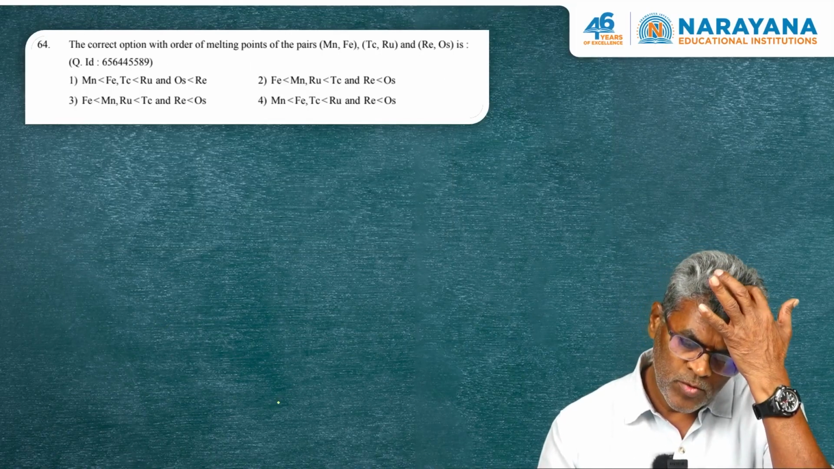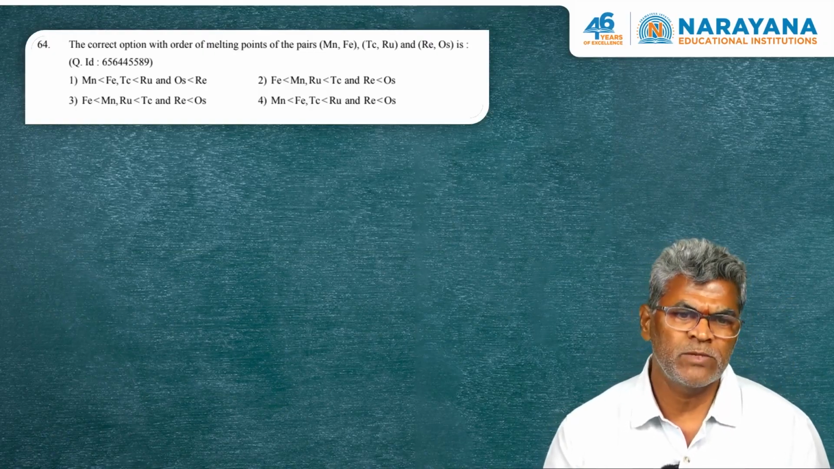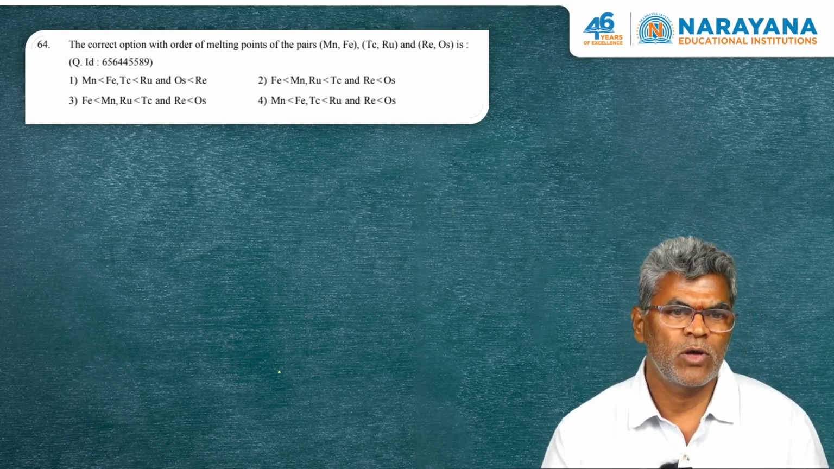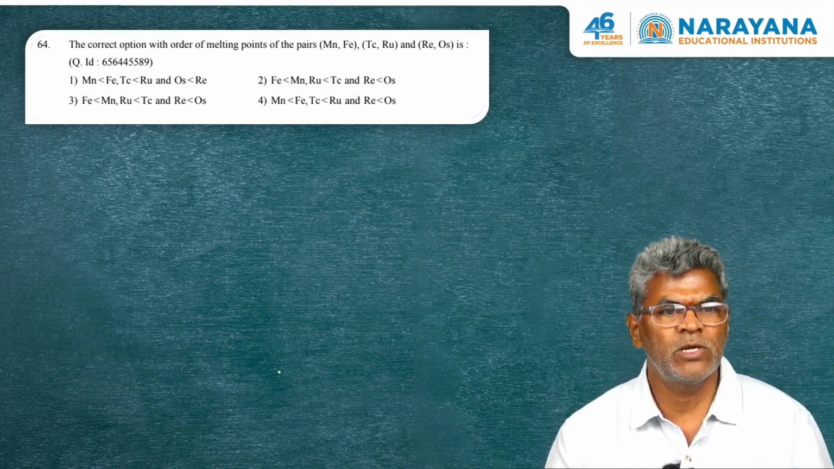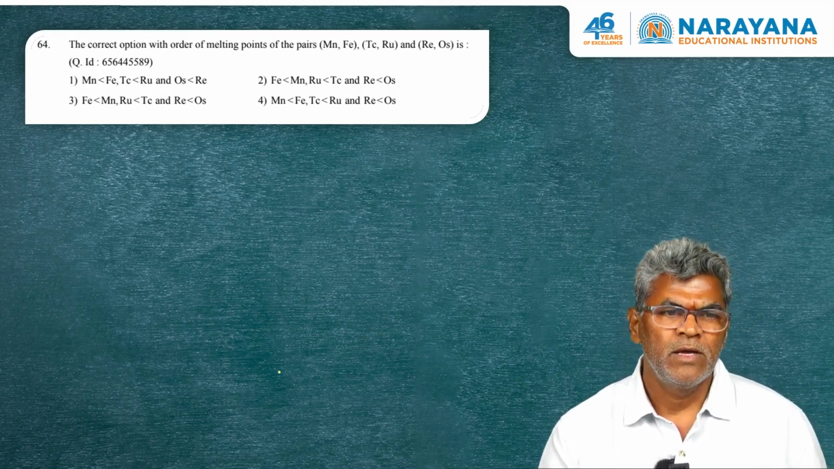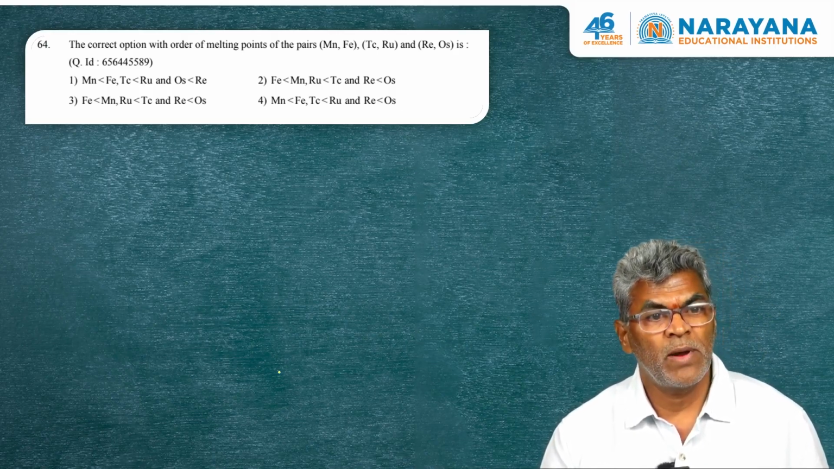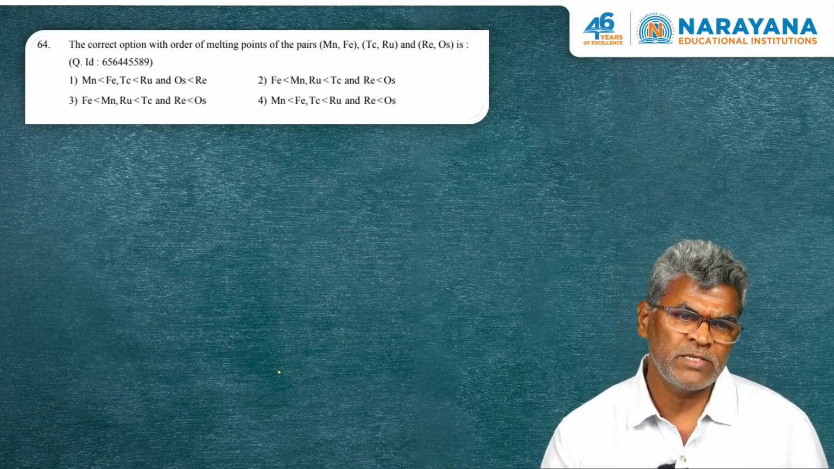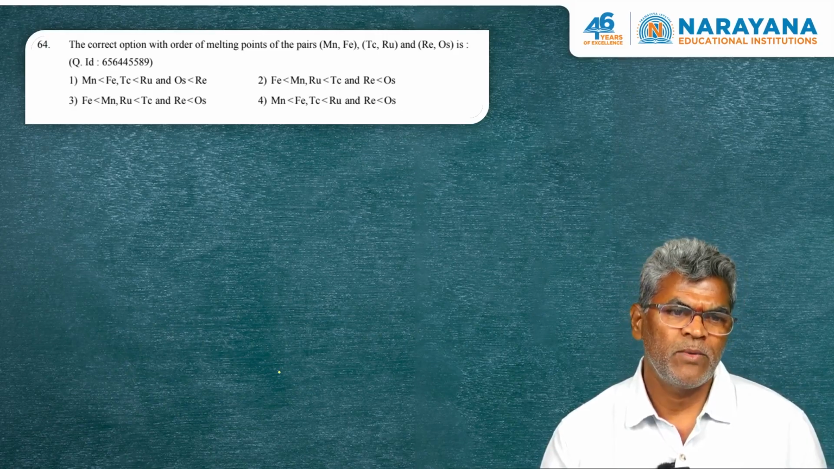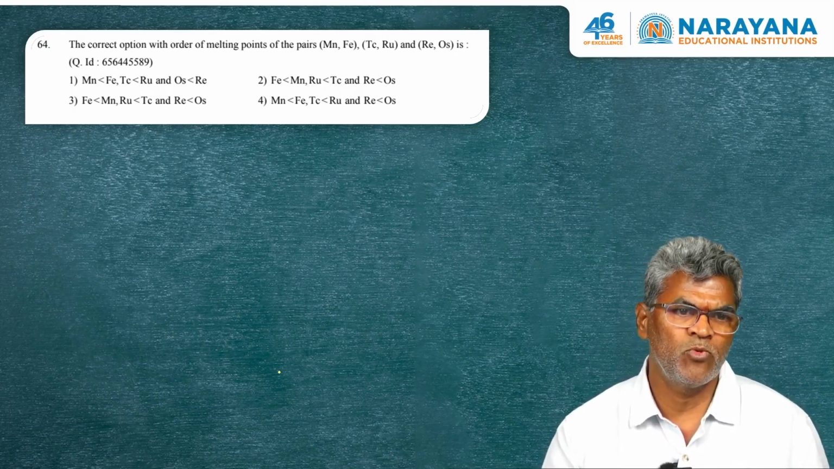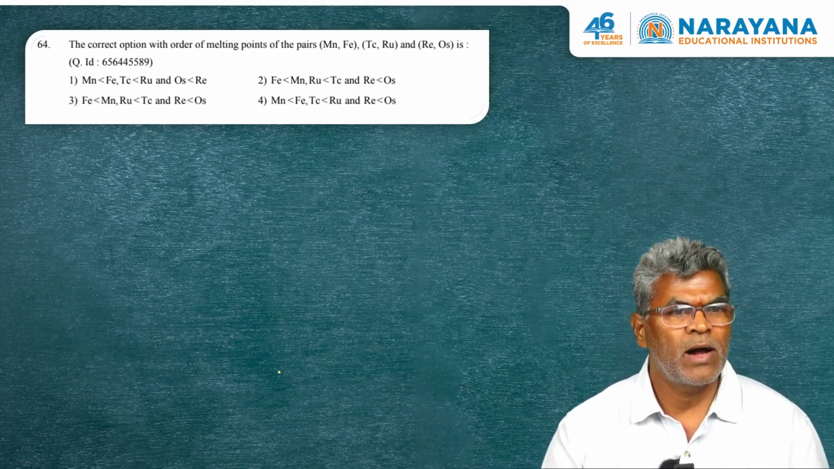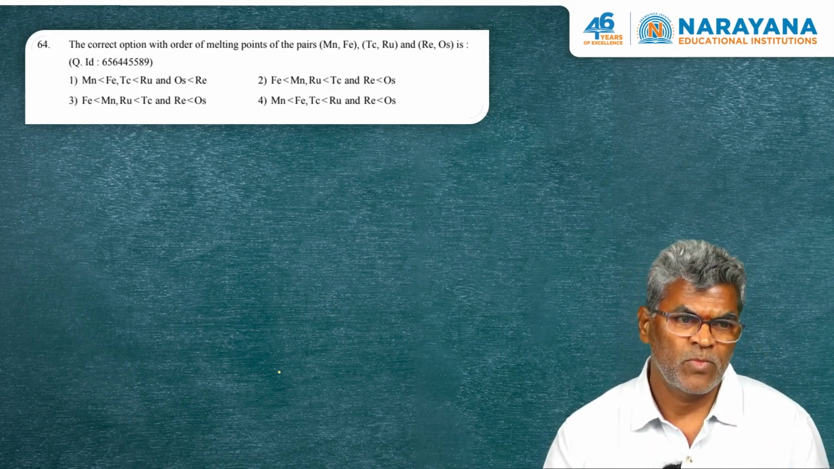Next, 64, an NCERT based question, it is melting points order. Already you can refer to the NCERT textbook, you can follow that order. Here it will be the first option, because rhenium. Generally among the D block elements, 6th period elements have higher melting points. That is why rhenium is greater than osmium. Ruthenium is greater than technetium and iron is greater than manganese, right.